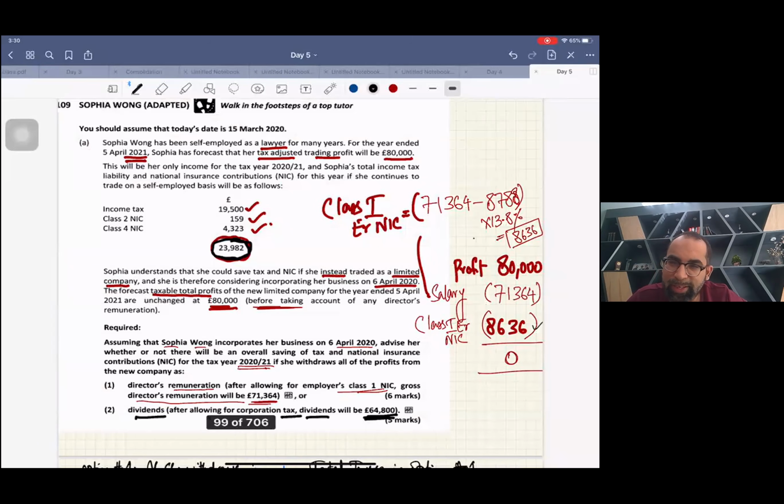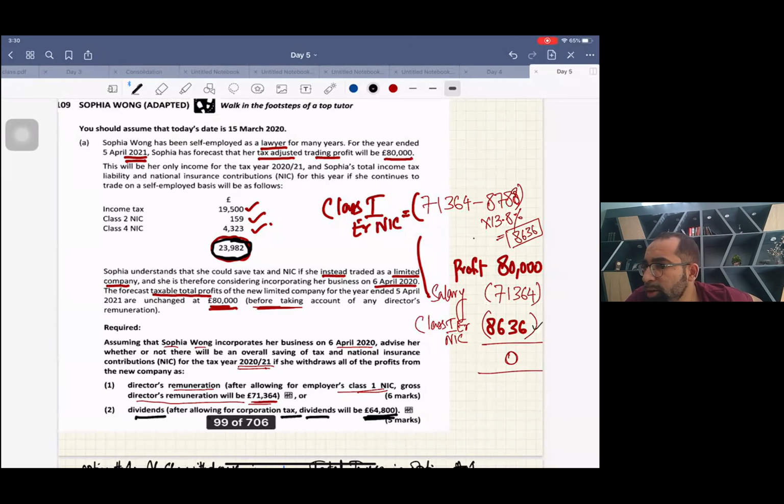Now, as a student, you may ask, sir, the profits were 80,000. Why is she withdrawing only 64,800? So my innocent students, listen, that 80,000 is before tax. So the company has to pay corporation tax as well.